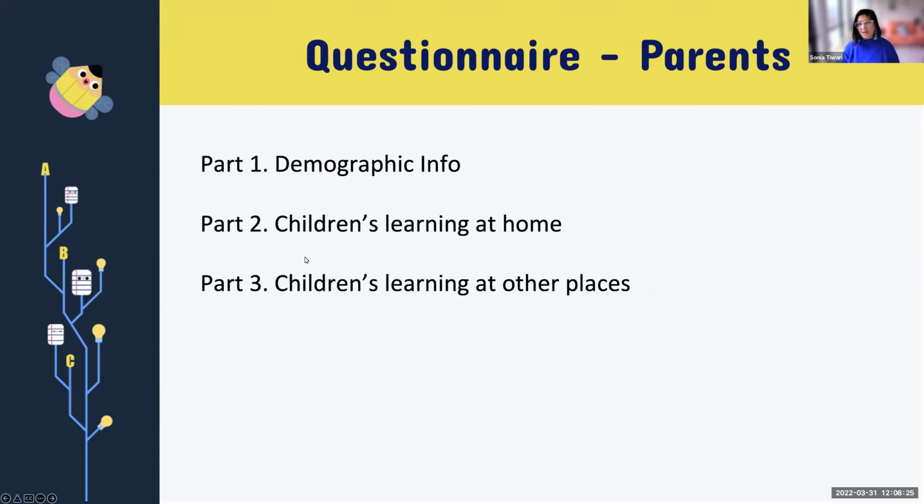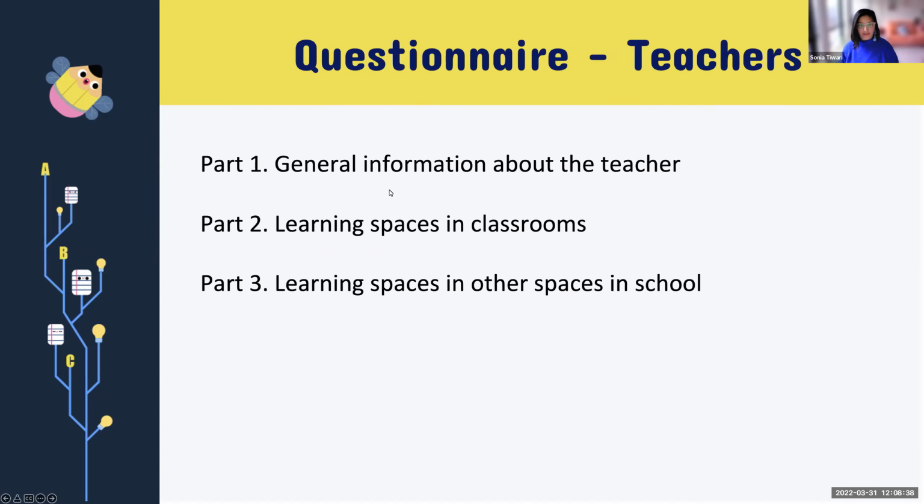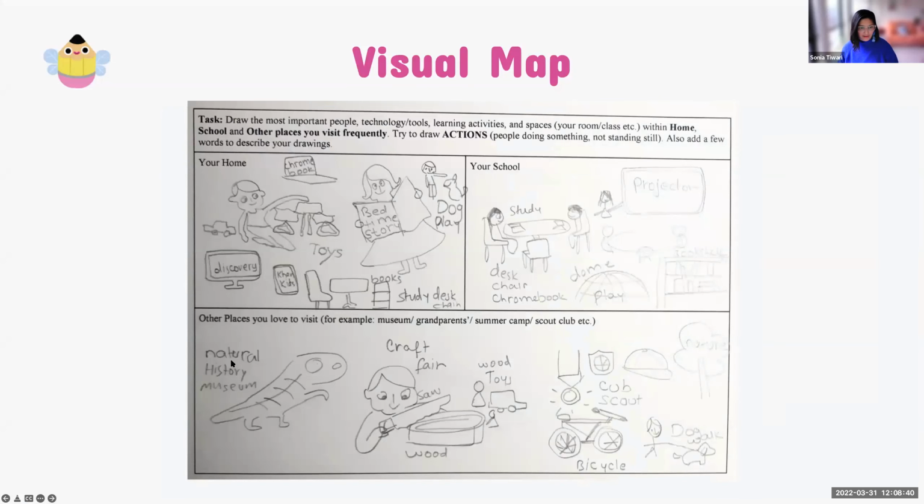And then there are some questions that we ask the parents, the demographic information, what kind of learning children experience at home and in other places, and in their neighborhood, their grandparents' house. So like in the drawing, we see the Natural History Museum and walking the dog. So we know that the child, even outside of the school and home, is having other opportunities to learn in other settings.